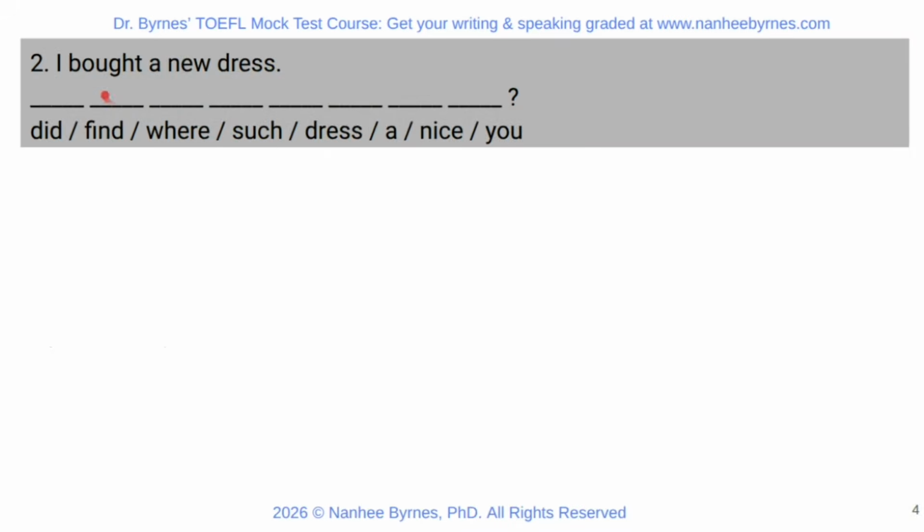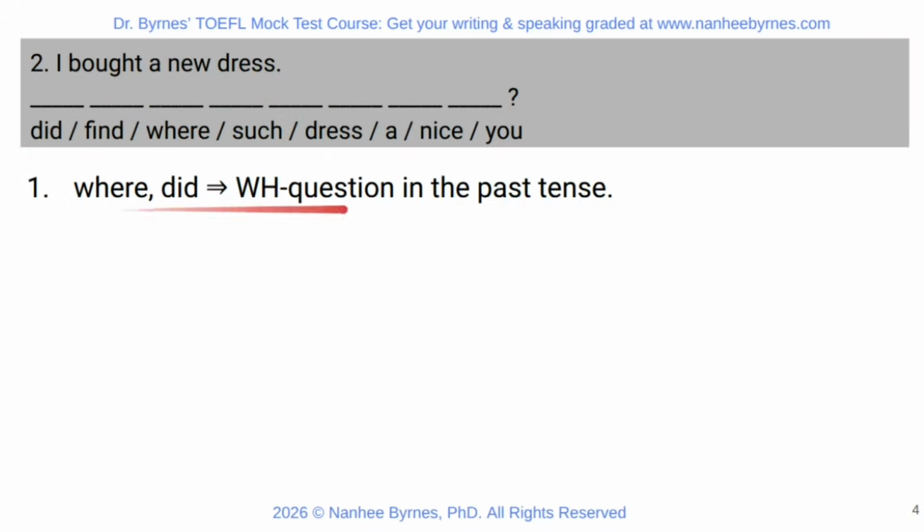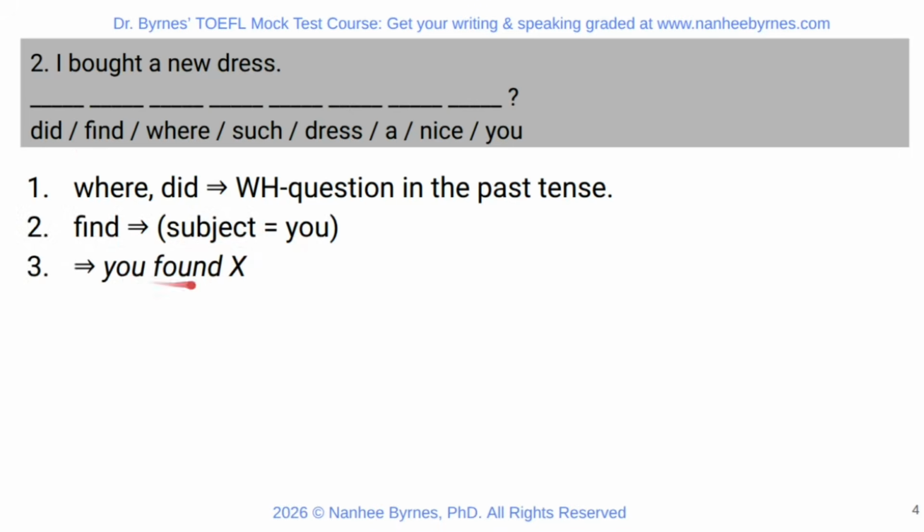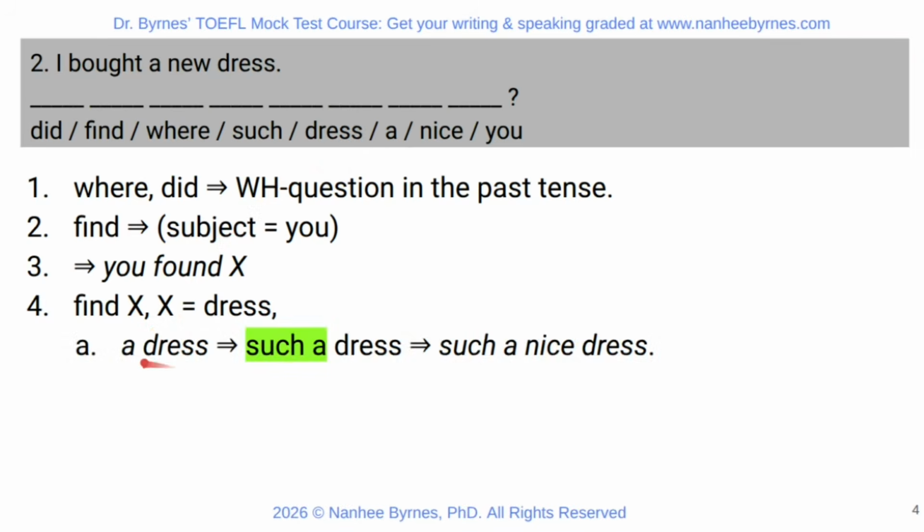We start by noticing the words where and did, which tell us that this is a WH question in the past tense. The only verb in the set of words is find, so the subject must be the person performing the action, you. This gives us the basic structure, you found. Next, we ask, found what? The object is dress, a singular countable noun, so it needs a determiner. A dress. To emphasize it, we use the fixed expression such a.